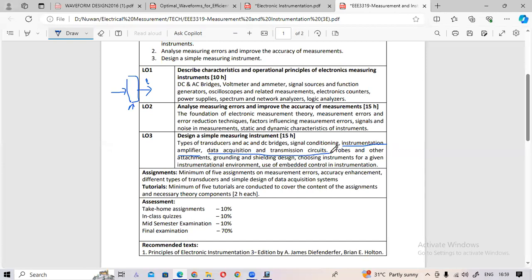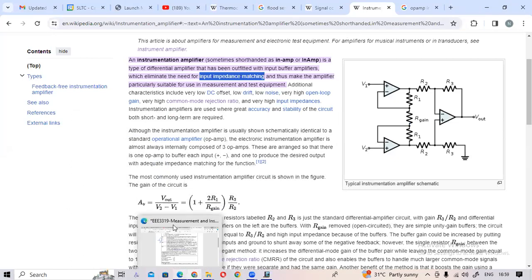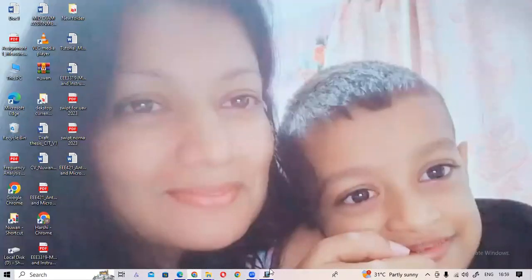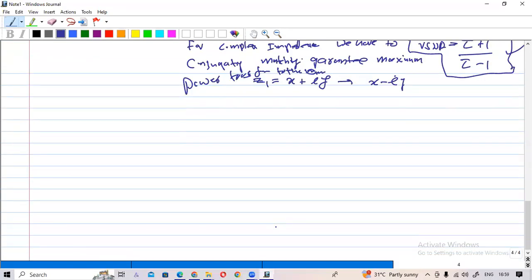Then data acquisition and transmission circuit. What is data acquisition? Data acquisition means we are acquiring data. So there are some data acquisition systems. Maybe these letters may be wrong, okay. So data acquisition systems are there.